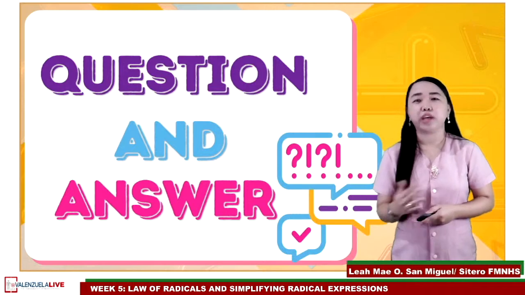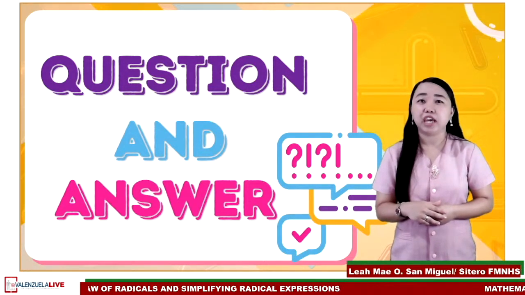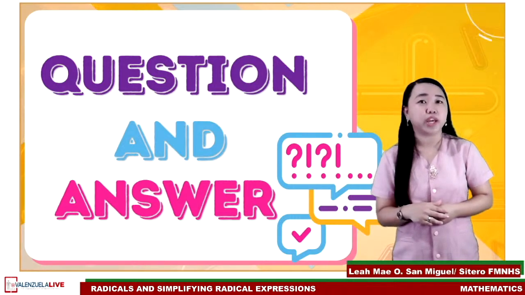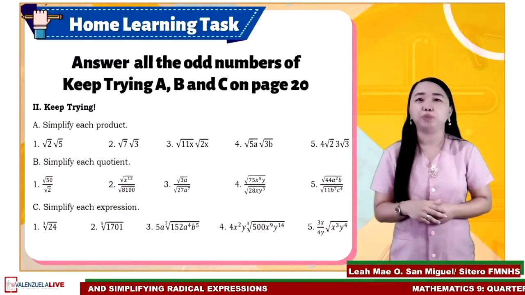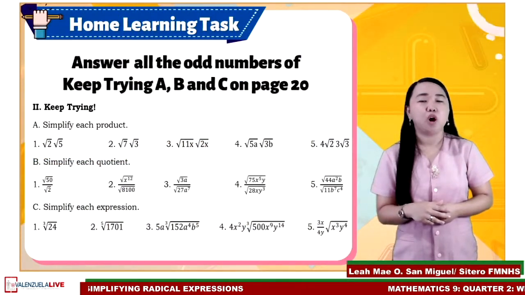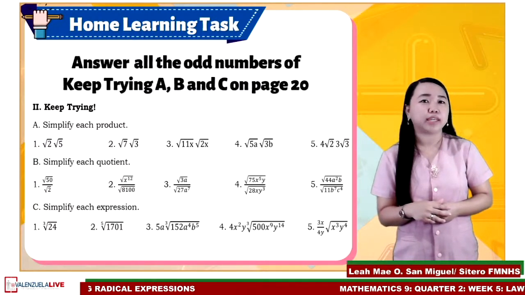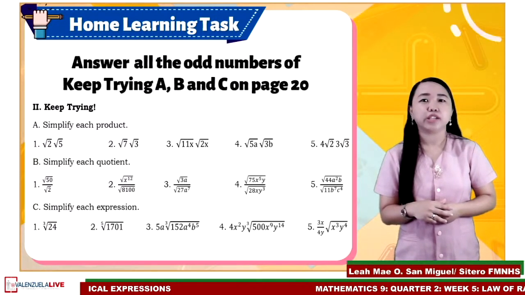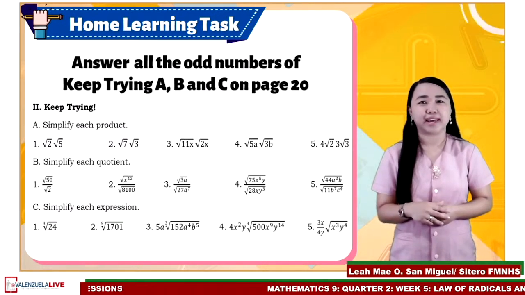For other questions, you may ask your class discussion teacher and he or she will discuss it during your follow-up discussion. And for your written output for this FB live streaming, on your ATM Mathematics section, answer Keep Trying on page 20, letters A, B, and C, all add numbers.